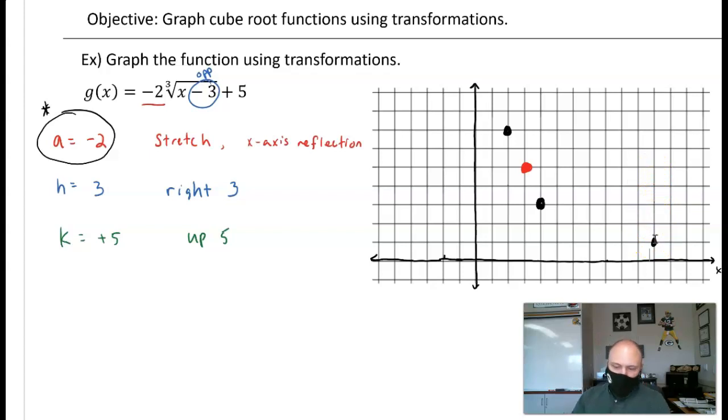Okay. And then lastly, I'm going to go left 8: 1, 2, 3, 4, 5, 6, 7, 8. And instead of down 2, I go up 4 because of my a value: 1, 2, 3, 4. And again on the screen so you can see. Left 8, up 4.